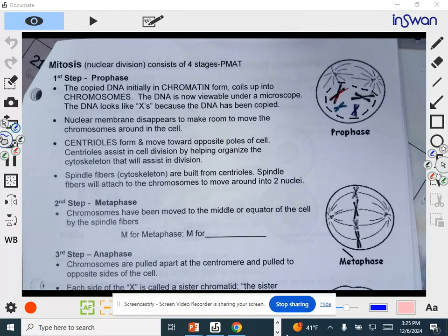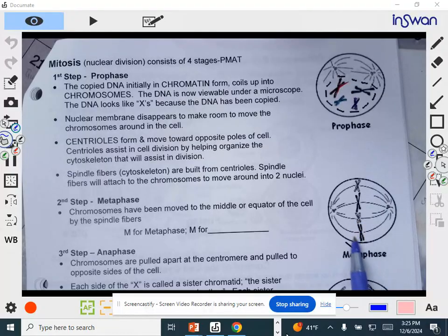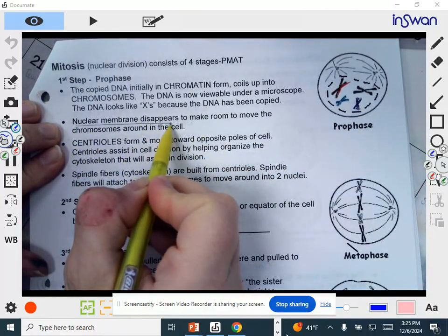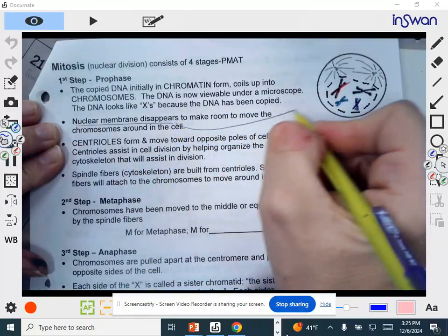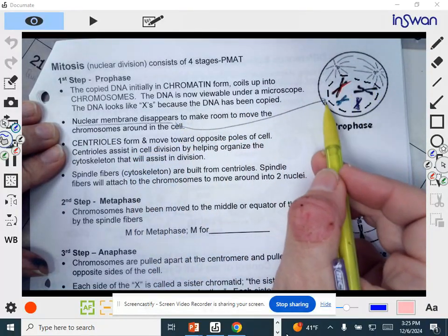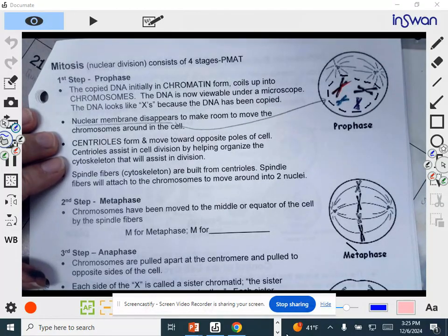Now, we also are going to have to move our DNA molecules around, so you can see that the DNA is going to get moved to the middle. So we need to get rid of that nucleus because it's a barrier. So one thing that happens in prophase is the nuclear membrane disappears, and that's what we're showing you here by this dashed line, because this is the nucleus. That nuclear membrane is going to start to break down and disappear.